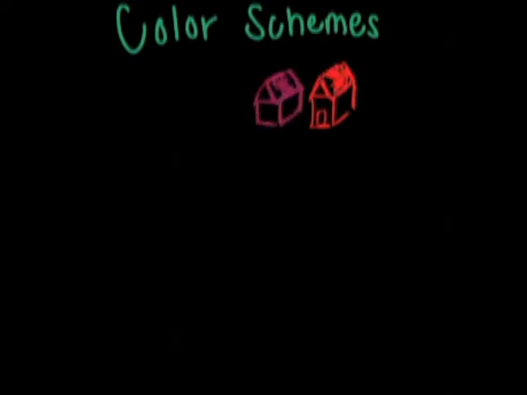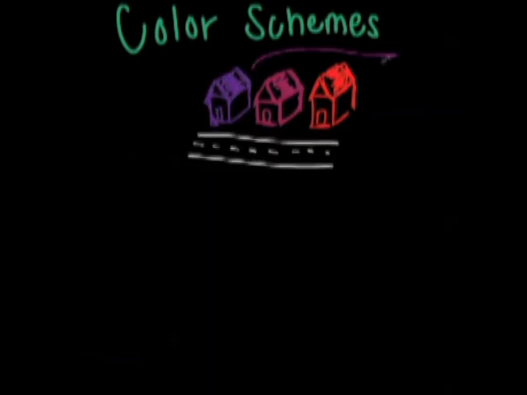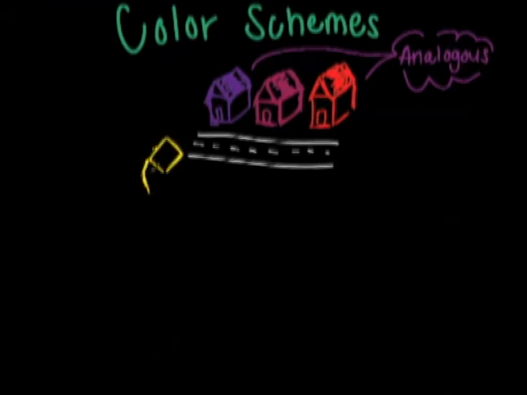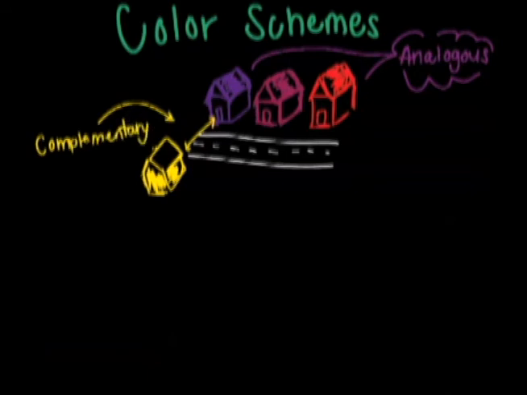Now we said an analogous color scheme is a lot like having two next door neighbors because these are colors that live directly beside each other on the color wheel. And complementary colors are like neighbors that live across the street from each other because they are directly across from each other on the color wheel.